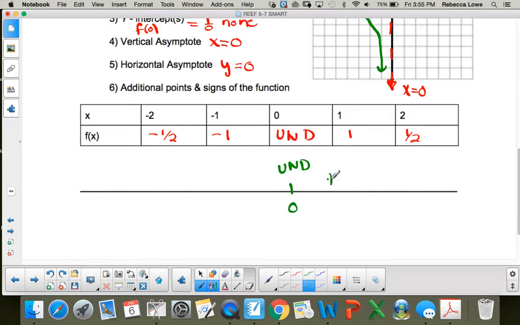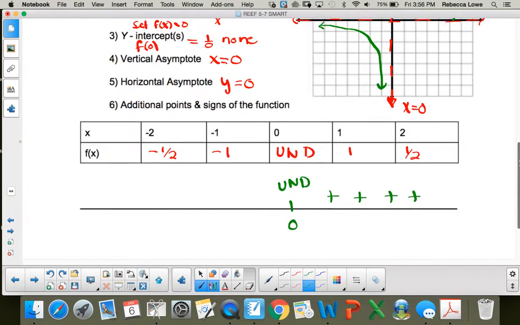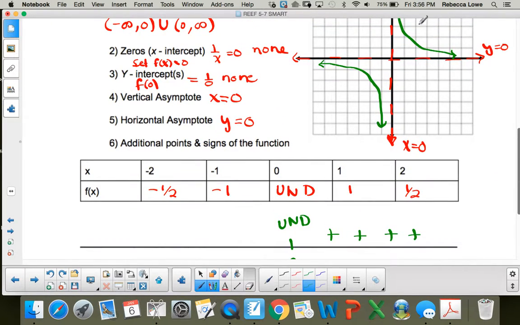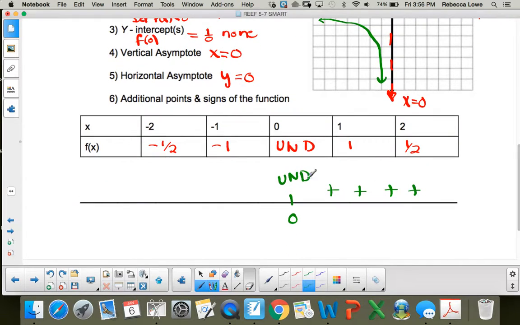Everything to the right of 0 is positive. That means everything over here is above the x-axis, and everything to the left of 0 is negative. And notice your outputs are negative, not your inputs, your outputs, and your outputs here are positive. So that just means if it's above or below the x-axis.